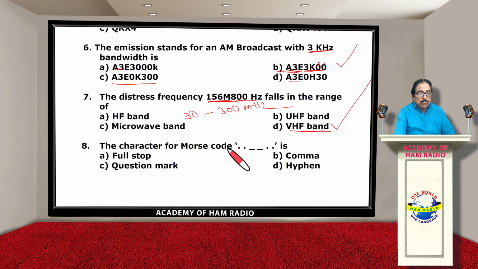The character for Morse code: 2 dits, 2 dashes, 2 dits. So didi, dada, didit. This is a question mark. You have to straight away remember this Morse code. This signal is for question mark. 2 dits, 2 dashes and 2 dits. Didi, dada, didit. The answer is question mark.